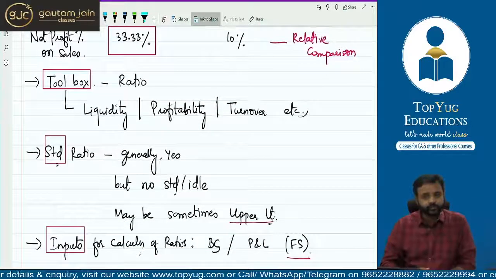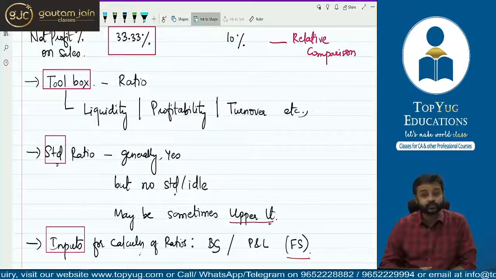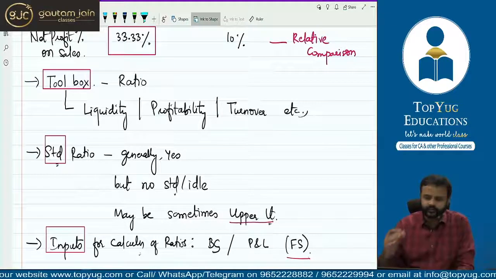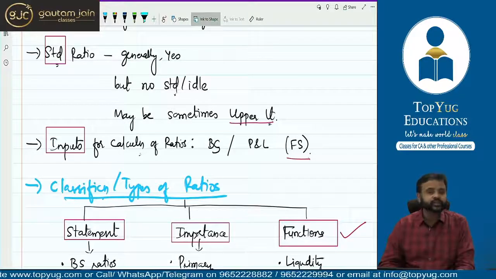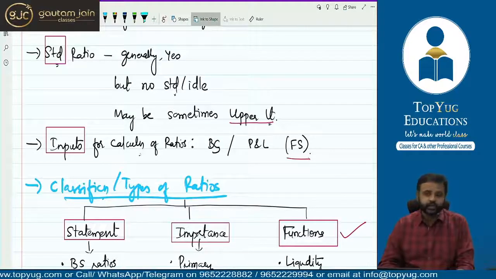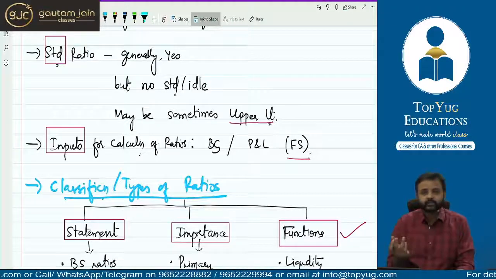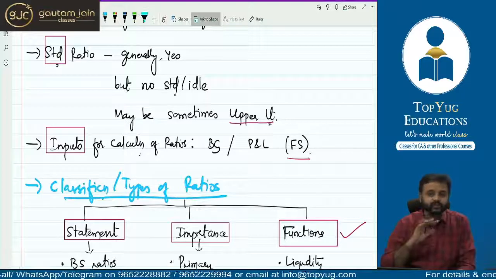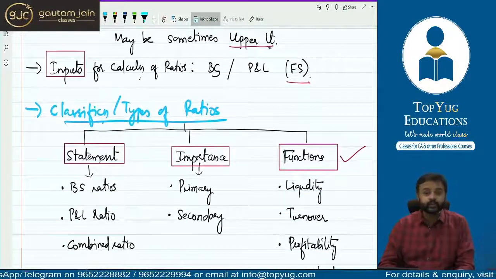Then we said it's a toolbox where there are different tools, right? Ratios are nothing but a toolbox, and there are different types of tools here, like liquidity ratio, profitability ratio, turnover ratios, like that. There are different types of ratios involved here. Then is it that for every ratio we have some standard? We said no, it may not be, right? Some ratios may specify the upper limit, right? Some ratios we'll have to understand based on the situation. So it's not that every time we will have a standard ratio. Next, where will we get the inputs for calculating these ratios?